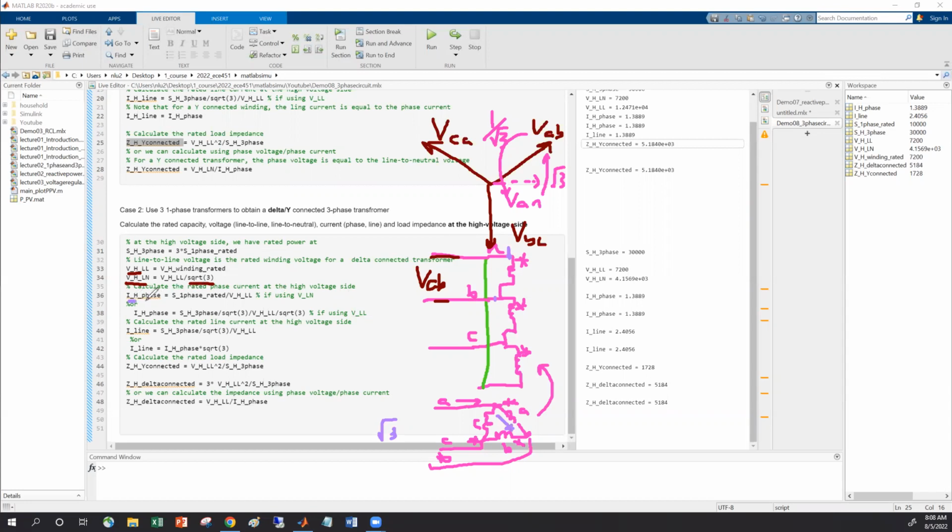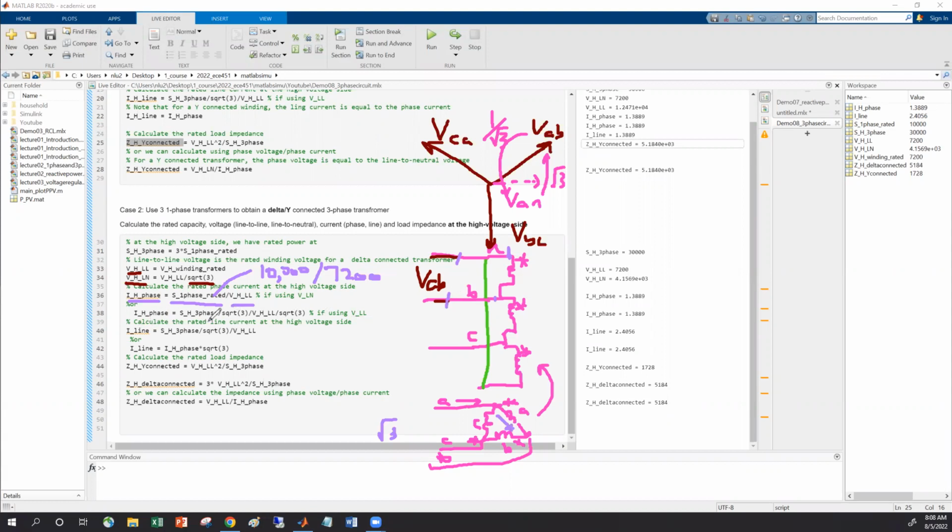So to calculate the phase current, how would we do that? Again, we can use the capacity divided by the phase voltage. So now the phase voltage is simply VAB. So you can just say, well, we use this, this is our 10,000, and then divided by this, because this winding voltage would be the line-to-line voltage now.